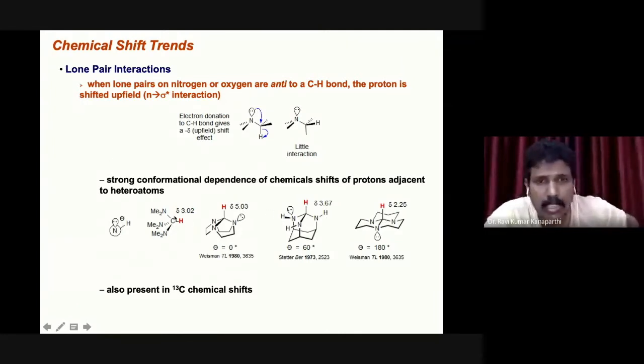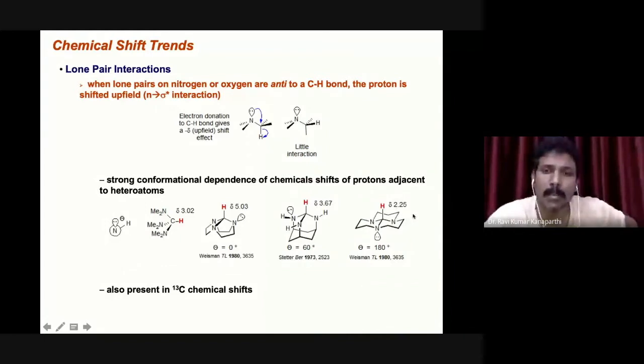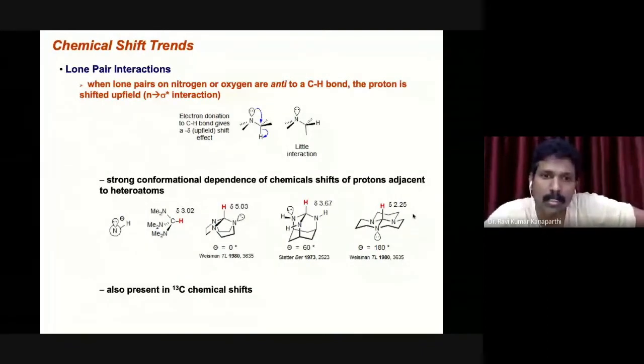As you can see, each time we are looking at the chemical shift values of a CH proton. In this case it is 3.02, 5.03, 3.67, and then 2.27. So what is the difference? The difference is the conformation. The conformation of the particular molecule really determines the chemical shift value, because in a different conformer the lone pair will be present in a different chemical environment, and that chemical environment dictates the electron density, and that will dictate the chemical shift values.